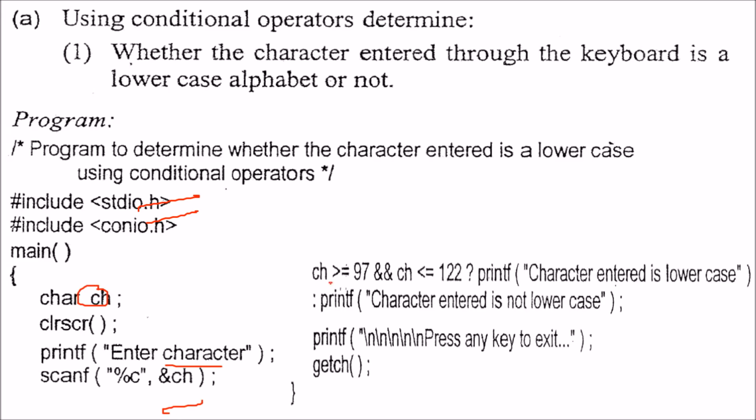This character will be checked. So if this character is greater than or equal to 95 and it is less than 125, we use the AND operator. It has to be both simultaneously true, left and right hand side of the AND operator. Question mark. If this is true, this will be printed. Otherwise, after the colon, this will be printed. So of course, if you enter a value that is lowercase, this will be printed. Otherwise, this will be printed, and you can come out.